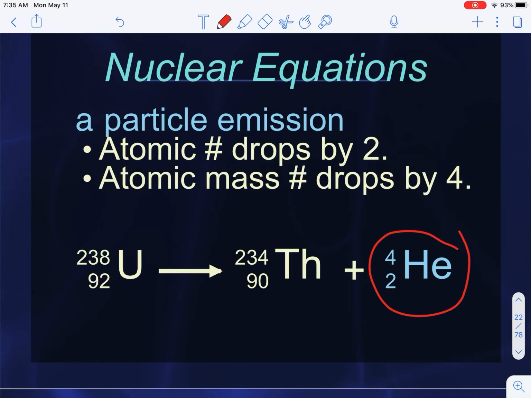So the atomic number is going to drop by 2, and the atomic mass is going to drop by 4, correct? Because this is what's given off here. We're giving off a 4, and also we're giving off a 2. So that means uranium-238: 238 minus 4 is 234, 92 minus 2 is 90.